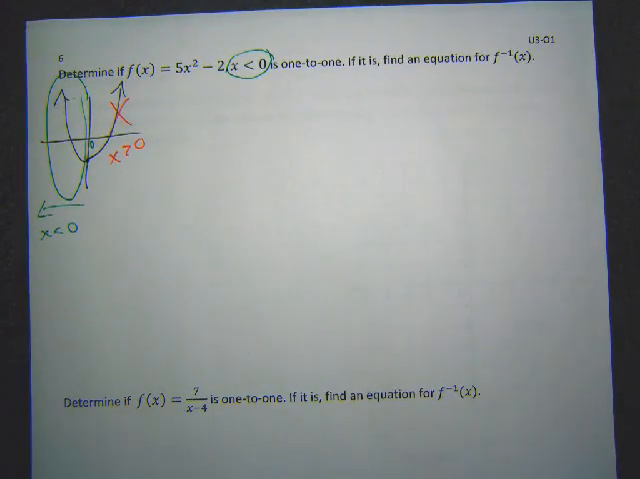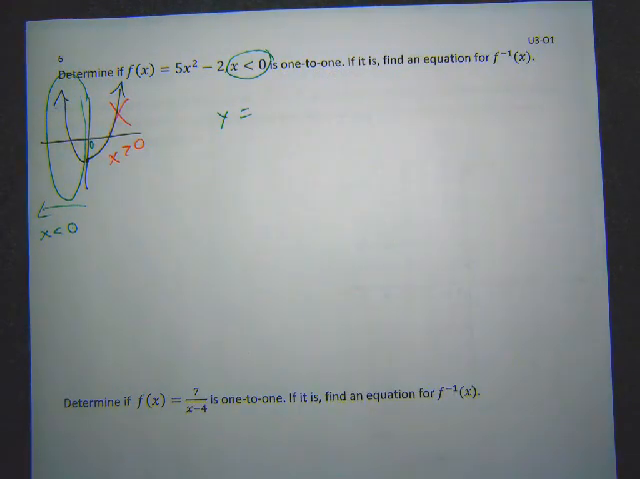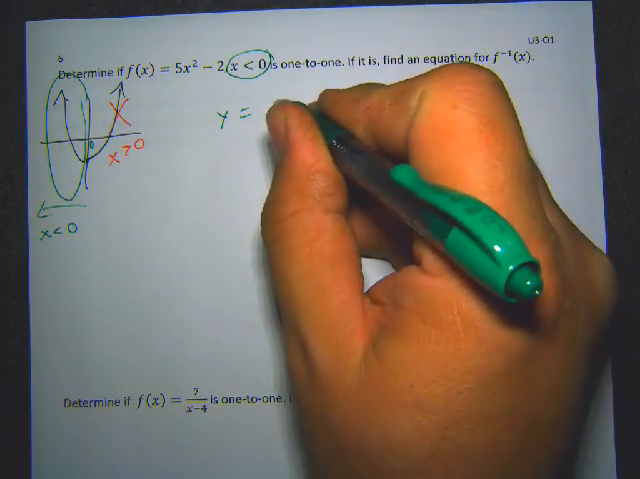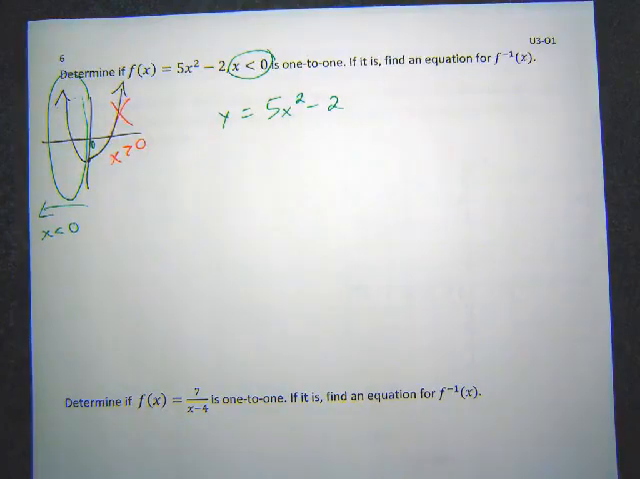Let's go ahead and do the same process we did last time, because mostly that's going to be the same. First thing we're going to do is write this as y equals, right? We don't like to write with f of x because it's confusing, so let's put y equals. So we get y equals 5x squared minus 2. Make it a little bit easier.